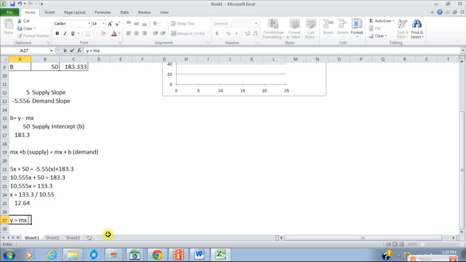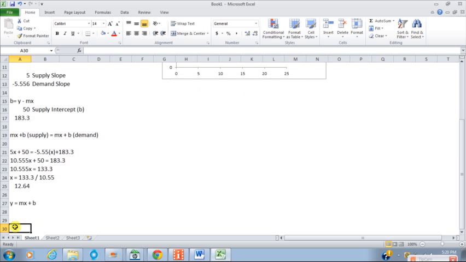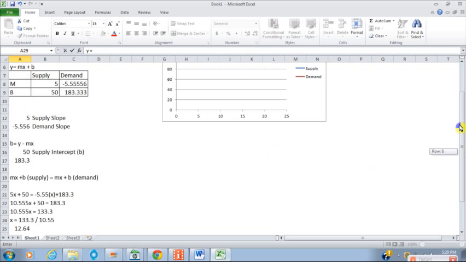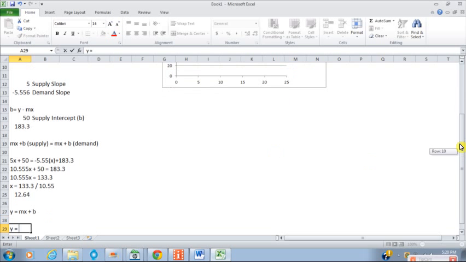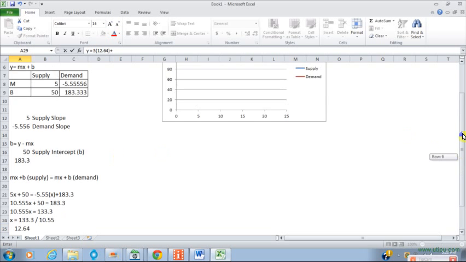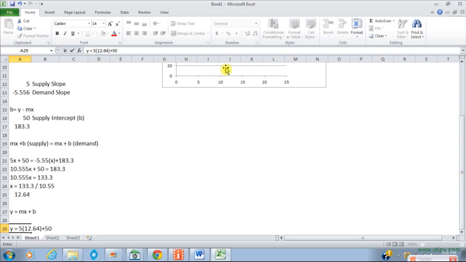Again, y equals mx plus b. We can use either points from the supply line or the demand line, because this is, after all, where they intersect, so they're going to share this point. But we are solving for y, the price. So y equals, I like to use the supply line just because in this case it's a neater number, so it's kind of nice. Equals 5 times our x point that we've already solved for, 12.64, plus our intercept, which is 50. Okay, that's what it looks like.